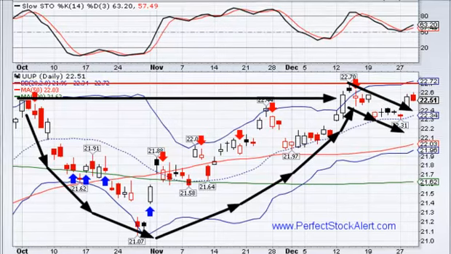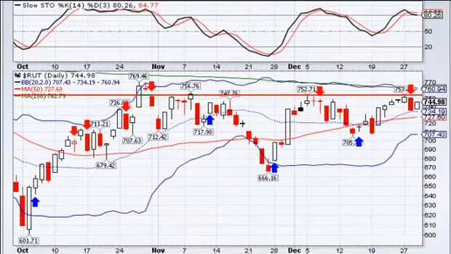She is very bullish. Okay, let's look here at the Russell 2000 Small Cap Index.